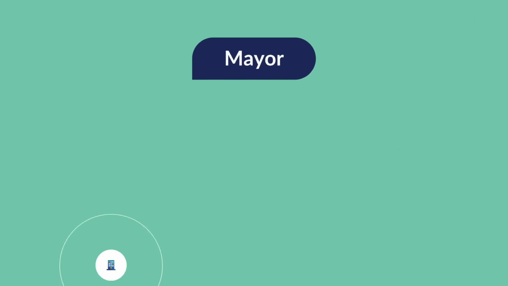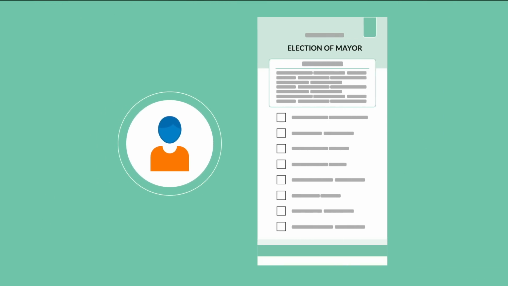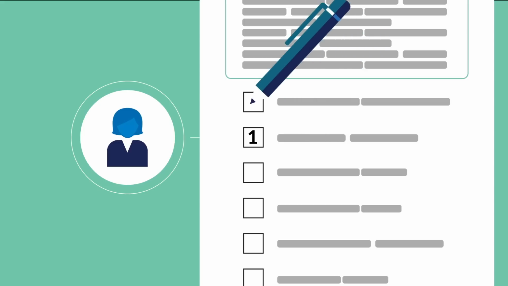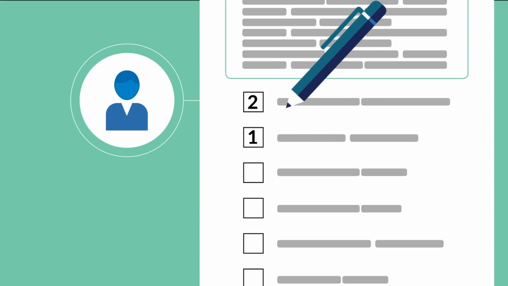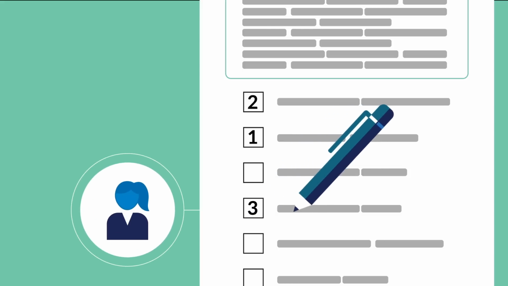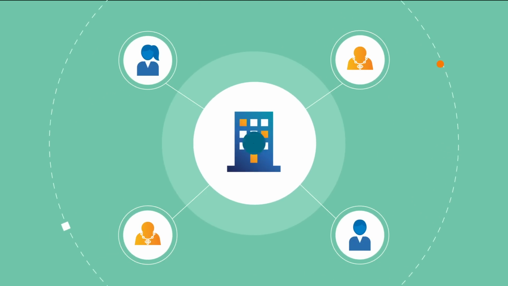Mayor. In some councils, the mayor is elected directly by the voters. If you live in one of these areas, you will also receive a ballot paper for the mayoral election. If you have to complete a mayoral ballot paper, you must write the number 1 in the voting square next to the candidate of your first choice. You can vote for more candidates by writing the numbers 2, 3, and so on in order of your preference. In other councils, the mayor is chosen by the councillors after the election.